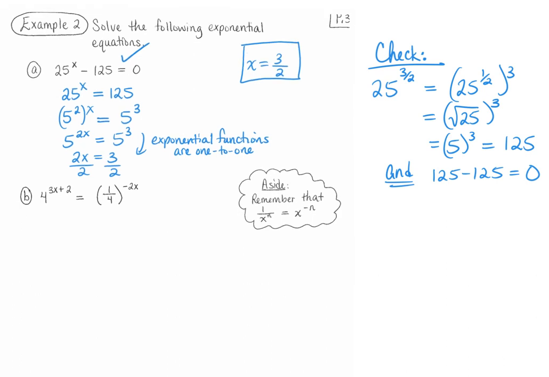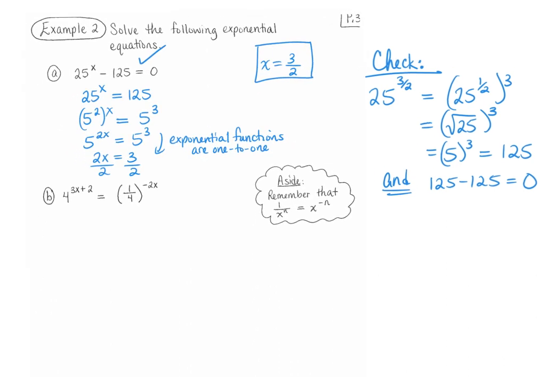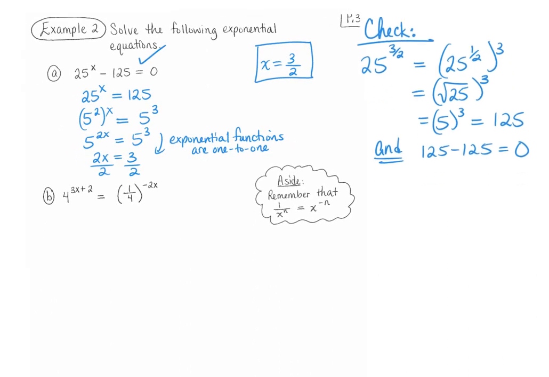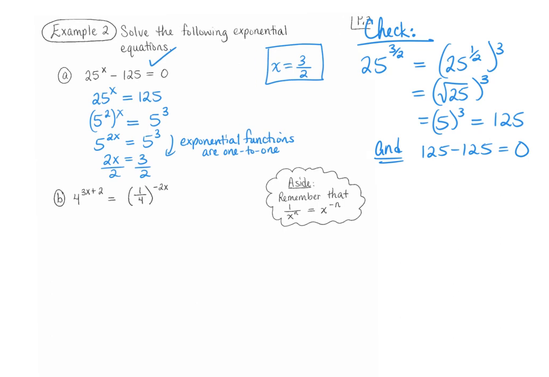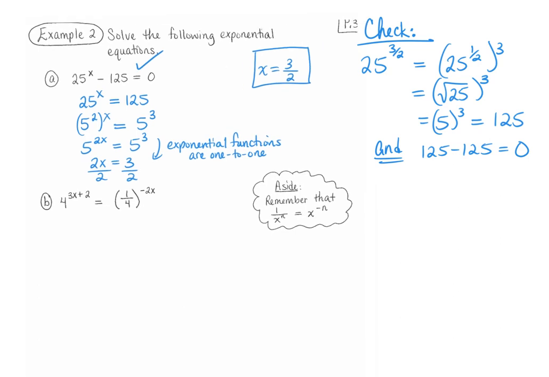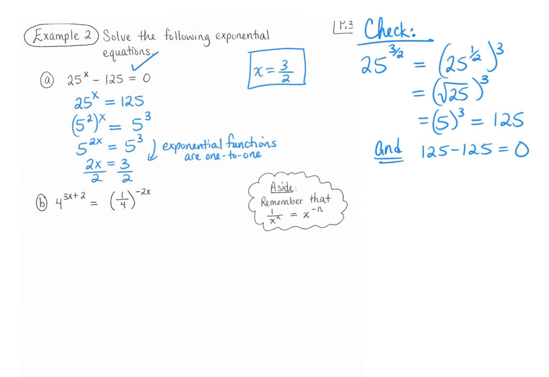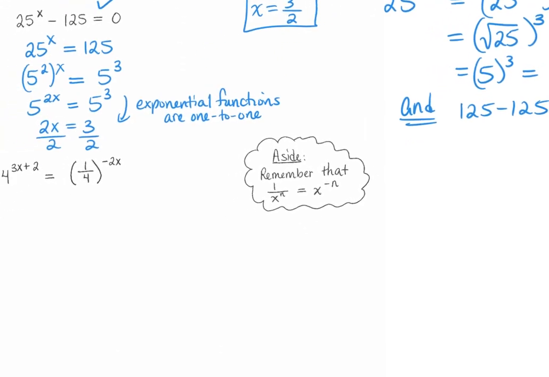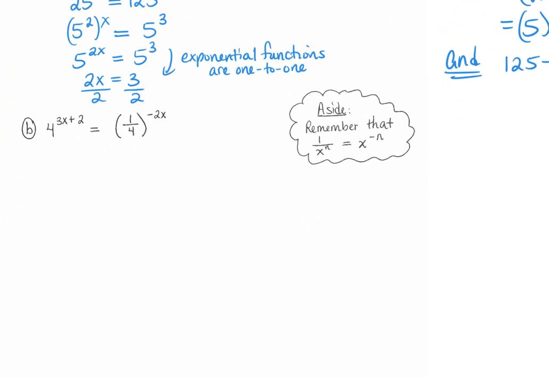Let's try another one. Here we have 4 raised to the 3x plus 2 equals 1/4 raised to the negative 2x. Let me zoom in a little bit. That looks a little small on the screen for you. Is that better?